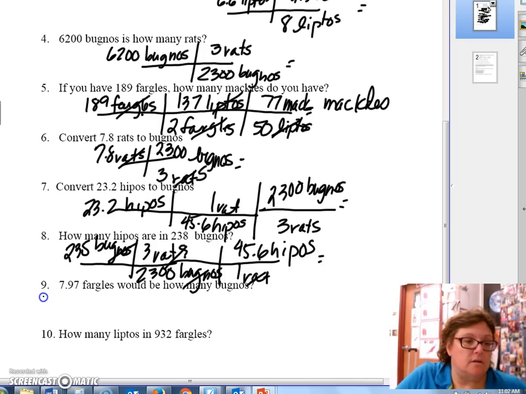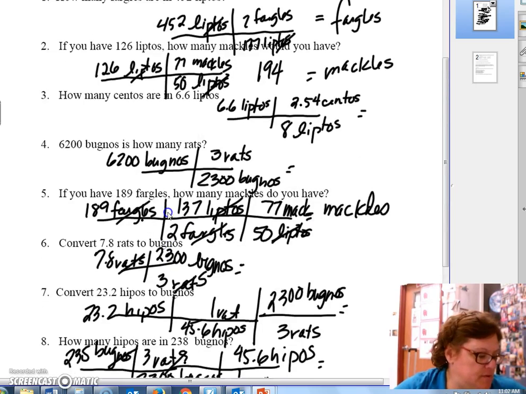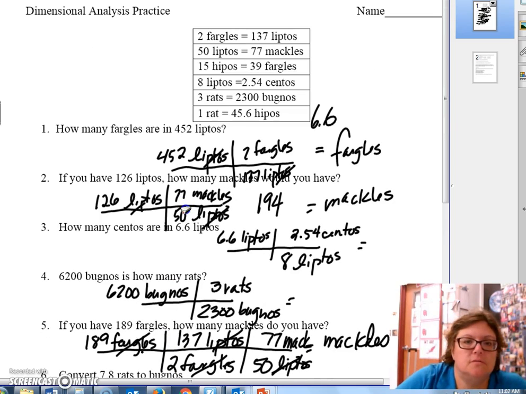Number 9, 7.97 Fargals. Hey, that's a pretty straight line. We can go Fargals to Hippos. We're trying to get to Bugnose. To get to Bugnose, we're going to have to go to Rats. To get to Rats, we're going to have to go to Hippos.